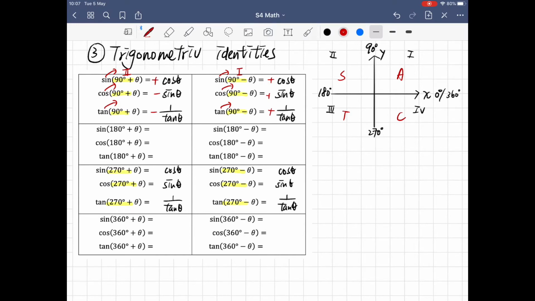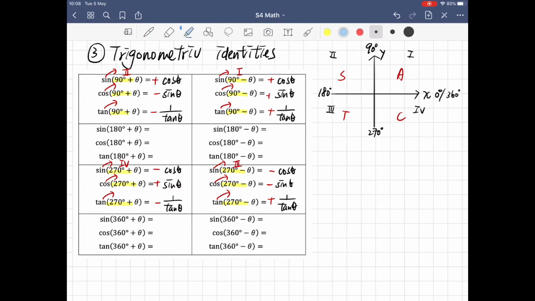Then for 270° plus theta, it will go to quadrant 4. Okay, so for quadrant 4, only cosine is positive. As for sine and tangent, they are negative. And for 270° minus, it will go to quadrant 3. So in quadrant 3, only tangent is positive, while sine and cosine are negative. Then we finished 90° plus and minus and 270° plus and minus.